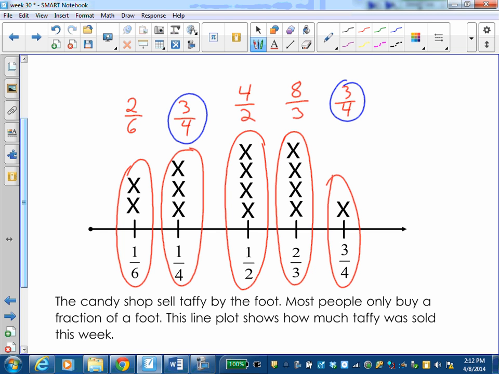So there's a tie there. And then I also notice that I have 2 fractions that are improper fractions. So let me change those to mixed numbers and see what I get. I know that 4 over 2 means 4 divided by 2, and 4 divided by 2 is 2. So the 1/2 foot lengths of taffy that were sold added up to be 2 feet worth of taffy.